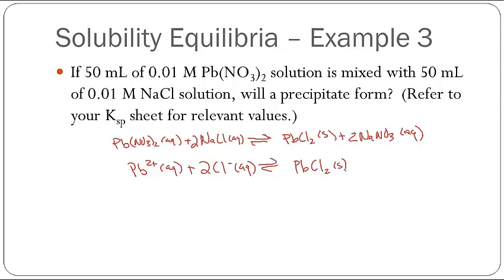So really what we're looking for now is we're making this a Q versus K. Because if the ion concentration is too low, no precipitate will form.